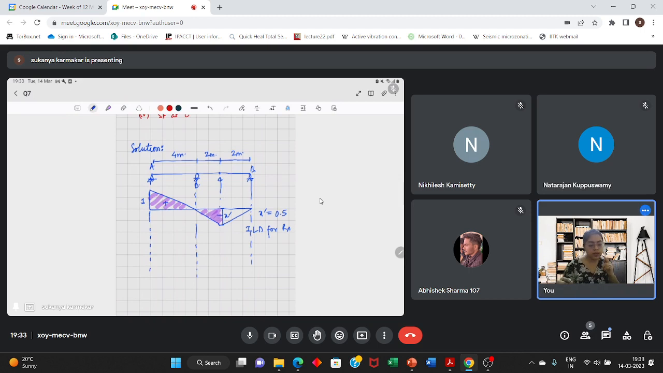Now let's draw the ILD for RB. You first remove the restraint at B and provide a unit displacement. You push it up. Now C is a hinge. Suppose this is a hinge and you are pushing this up, so there will be movement only in this portion, C, B. This is 1. This is plus. So this is the ILD for RB. Is this clear?